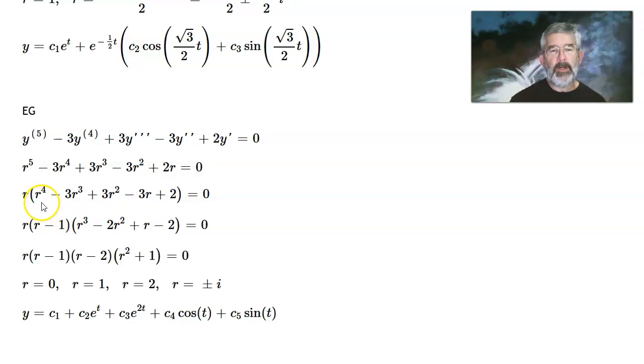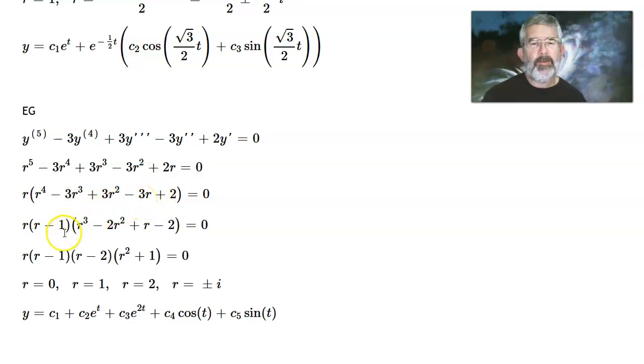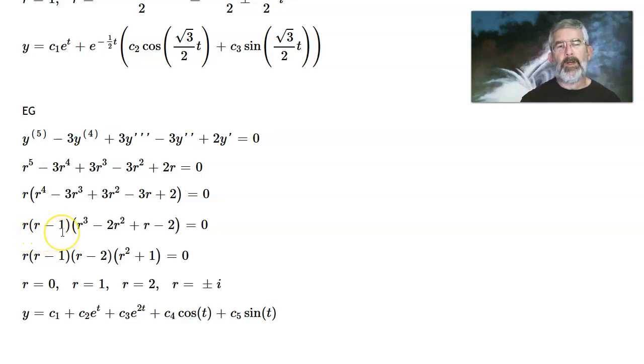But sure enough, if I plug in r equals 1 in here, 1 minus 3 plus 3 minus 3 plus 2, the minus 3 plus 3 cancel out, and then the 1 plus 2 is 3, and the minus 3 is there, so r equals 1 is a solution. So I can factor the r minus 1 out, do polynomial long division or synthetic division, or just figure out what the other factor is.